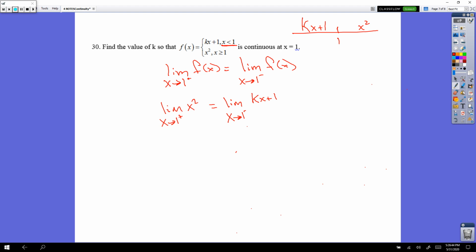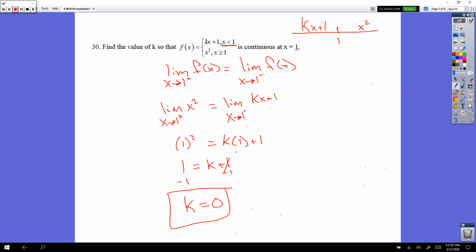So substitute. Plugging in the 1, 1 squared equals k times 1 plus 1. Subtract the 1 over. So here k is going to equal 0. So if k is 0, that's going to make that thing continuous at x equals 1. Okay.